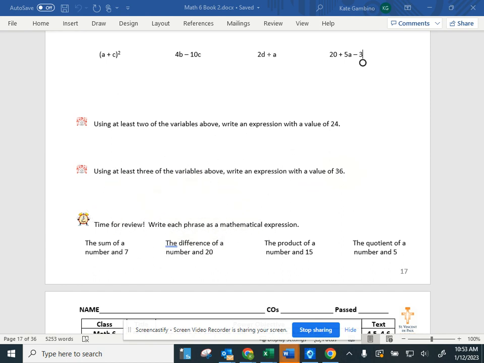Does anybody else have an example for one of those? Amelia, are you doing the 24 or the 36? 24. Okay, 4D minus 8. So did you use two variables? Think about this, Amelia. Is there a variable we could plug in for one of these terms? Look back at our variables. A equals 4, B equals 10, C equals 3, D equals 8. Could we put another variable in instead of writing out the number? Yeah. Which one?